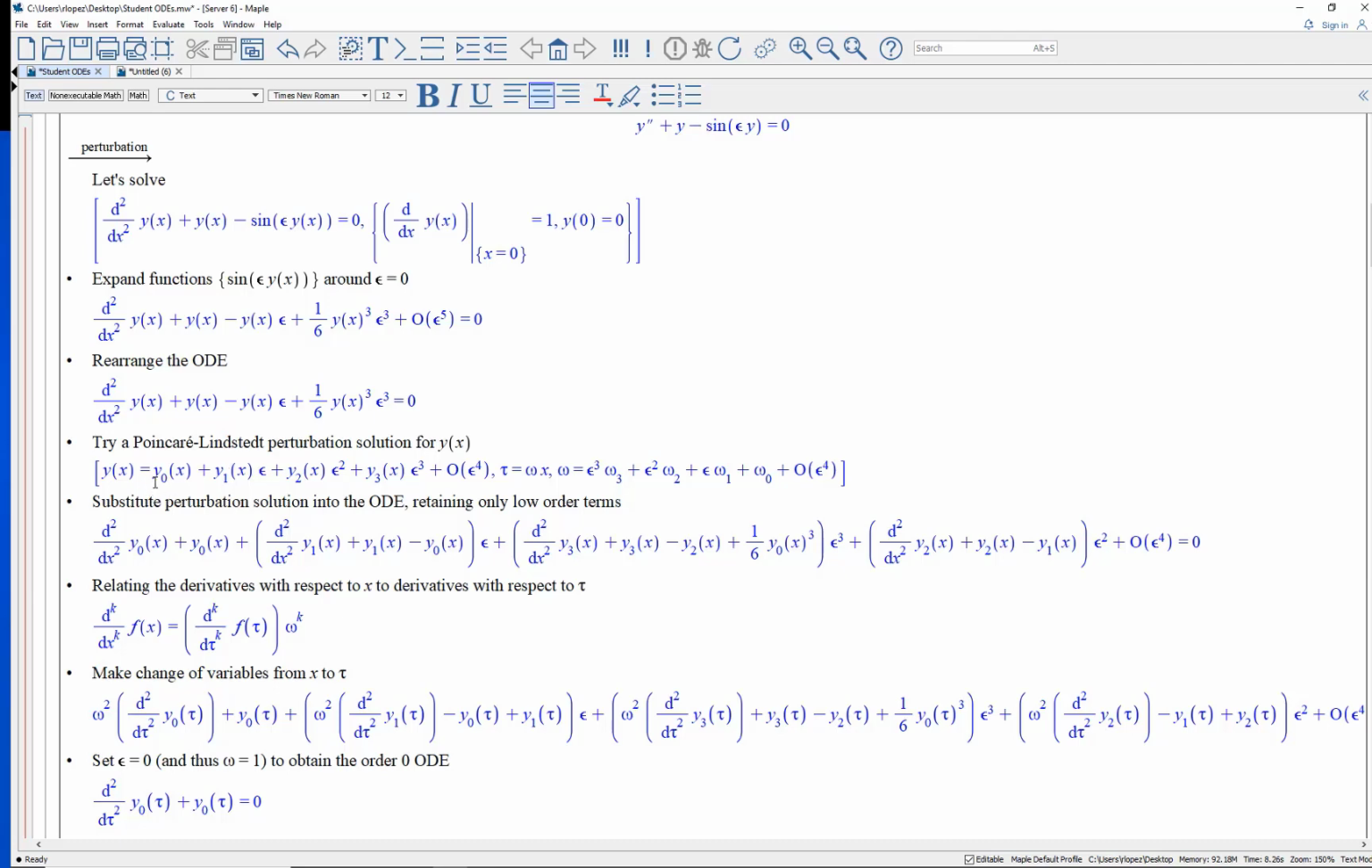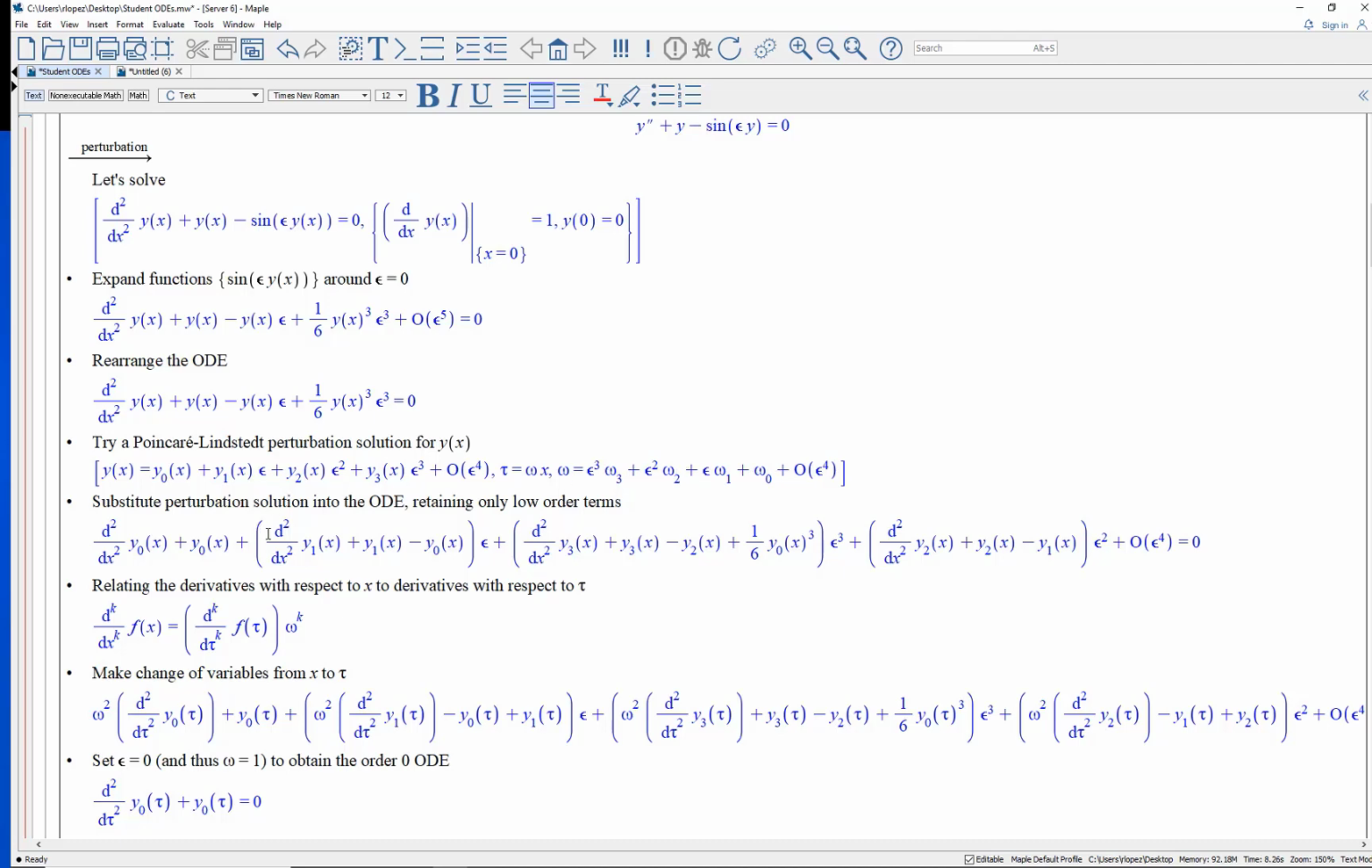Okay, so what do you do? You assume y has a solution in powers of the parameter epsilon, but you must expand x as omega times x. It's easier if you keep this as the new variable. Now, that's the Greek letter for t. Tau or tau, I don't know how to pronounce it. I'm going to say tau. And omega is itself expanded in powers of epsilon.